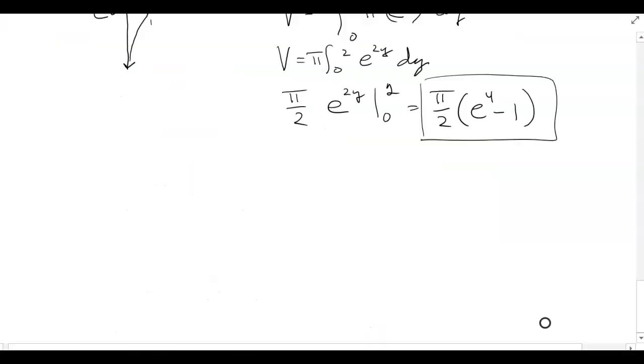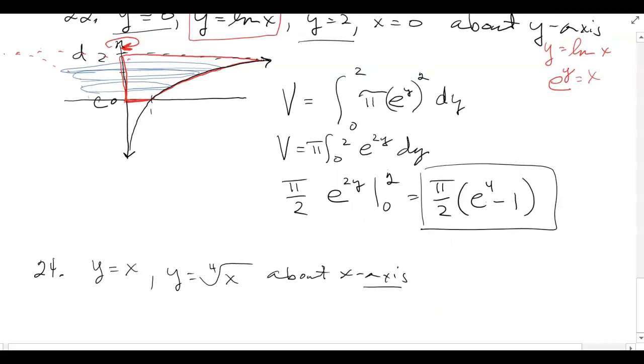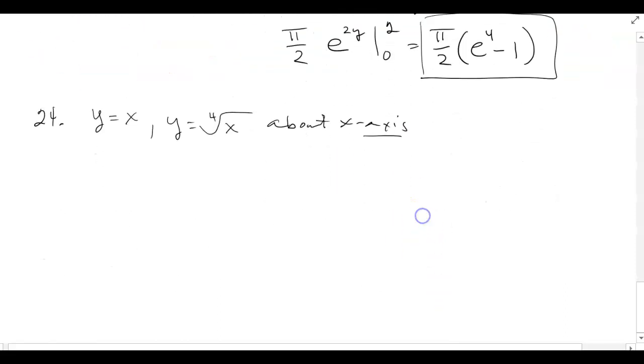Okay, so the next one I want to do is number 24 from the text. And number 24 will lead us into the last part of this particular section. And you'll kind of see what it is in a minute when you see the graph. So if we have the function y equals x, and then we have y equals the 4th root of x, we're just going to simply revolve that around the x-axis. So again, really important to see what we're revolving around. This one we did the y-axis. We're going to do the x-axis on this one.